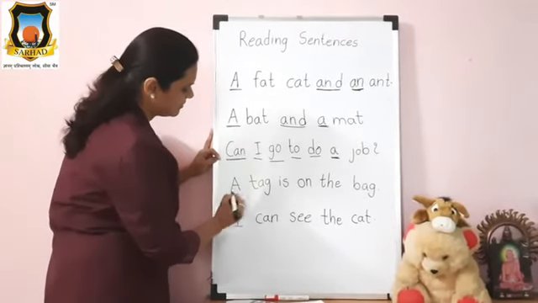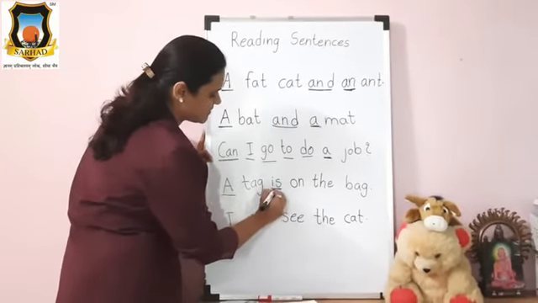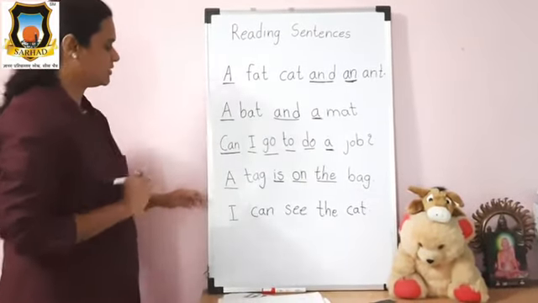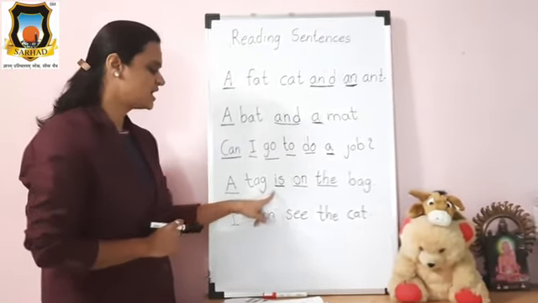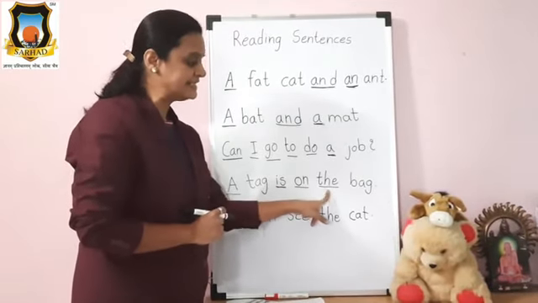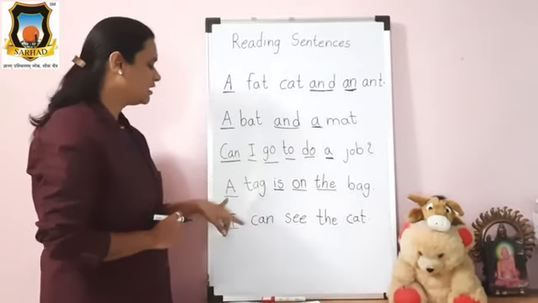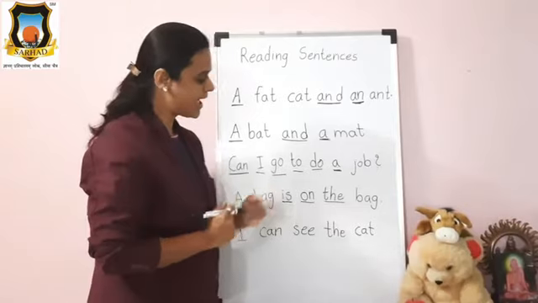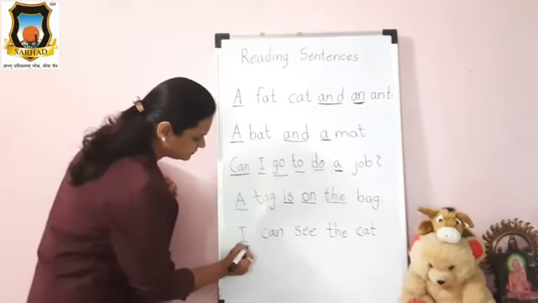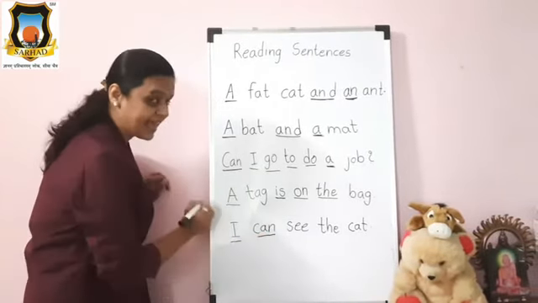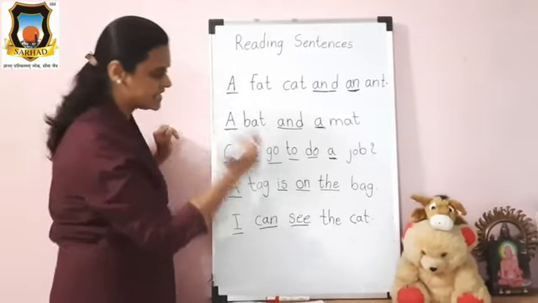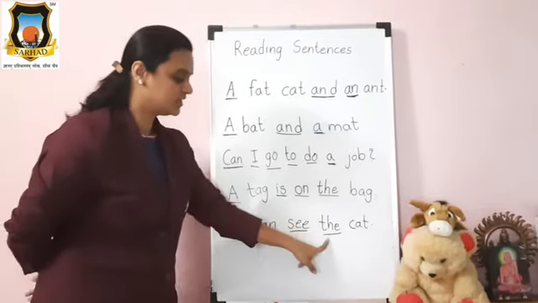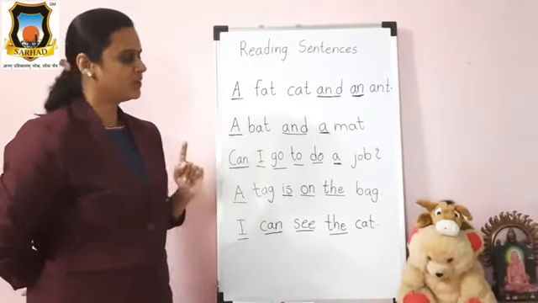Next sentence. A tag eats on the bag. Come on, read. A tag eats on the bag. Now, next sentence. I, C-A-N, can, S-E-E, see, and the. Come on, read. I can see the cat. Okay, you understood? Okay, again repeat.